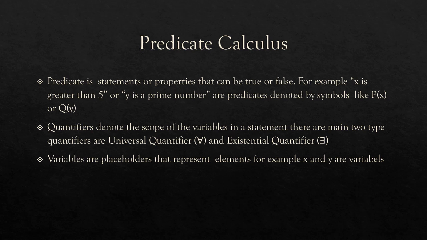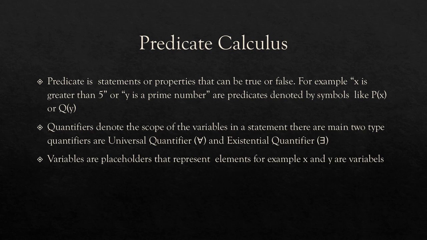Here in this example, x is greater than 5 is a true statement. Y is a prime number is also a true statement, once we give values to x and y respectively. So here P of x or Q of y can be treated as a predicate statement. Quantifiers denote the scope of the variables in a statement. There are mainly two types of quantifiers: the universal quantifier, which is represented by 'for every', and the existential quantifier, which is represented by 'there exists'.